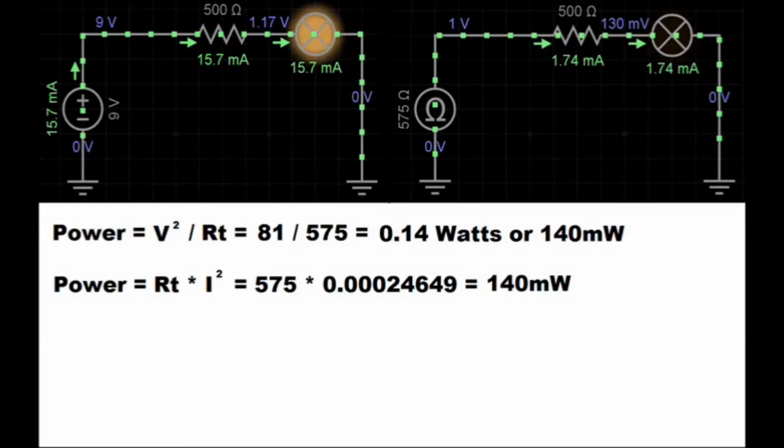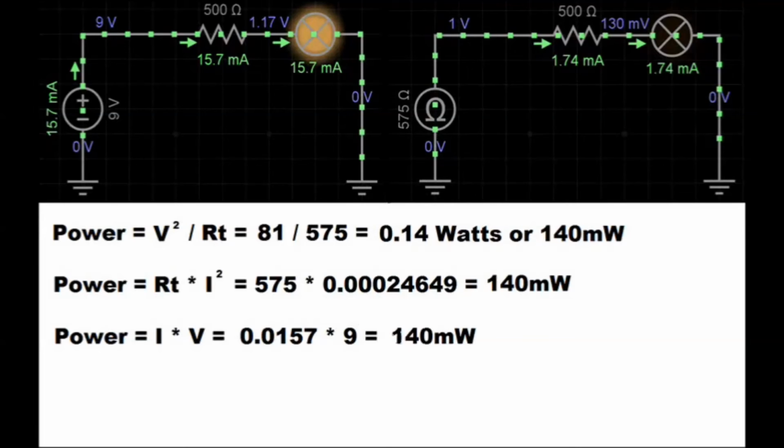And when we know the values of current and voltage, we use this formula: current multiplied by voltage. Current equals 0.0157 amps. Voltage equals 9 volts. 0.0157 multiplied by 9 equals 0.14 watts or 140 milliwatts.